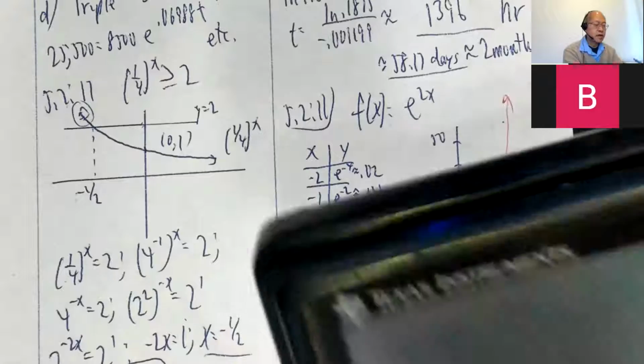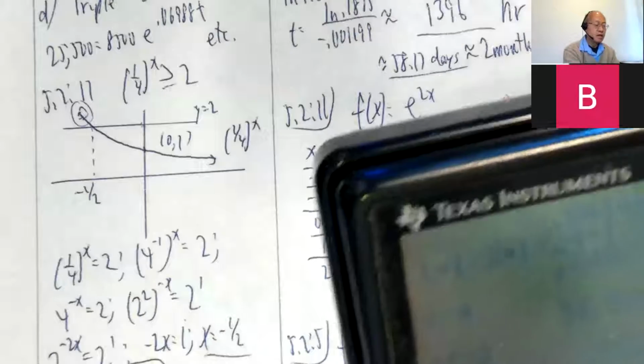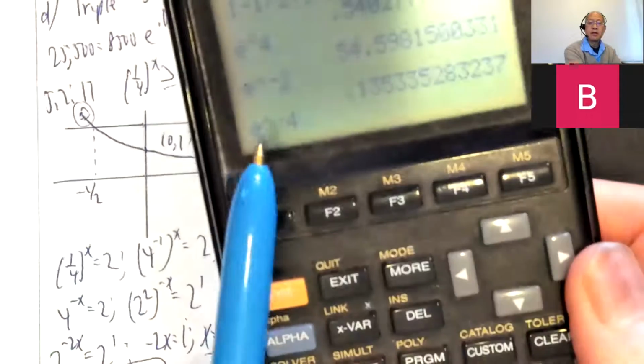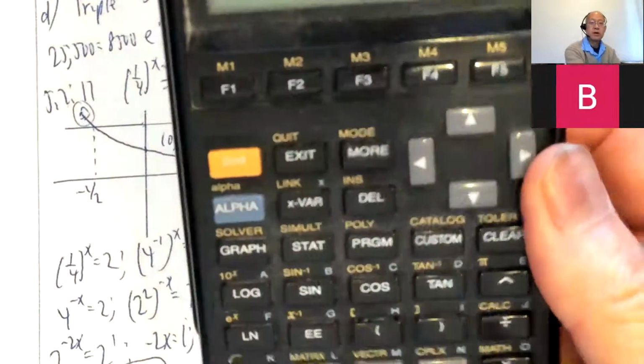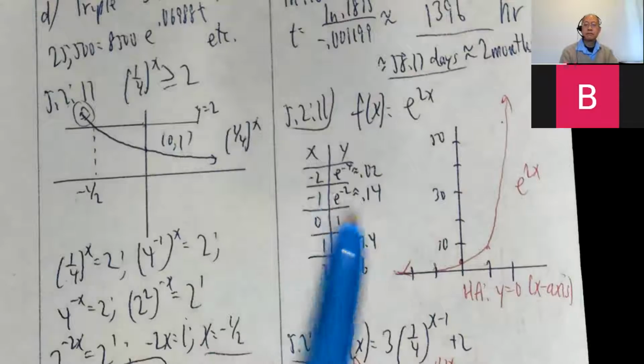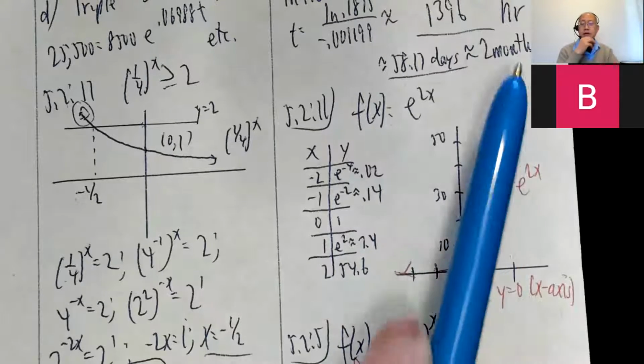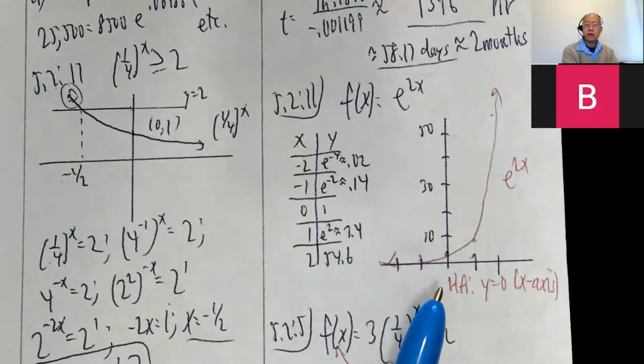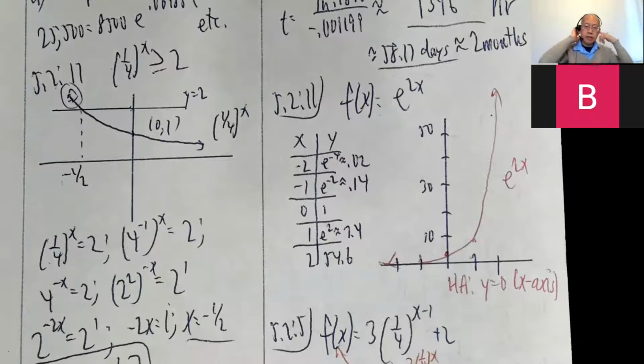E to the -4, second function, e to the x, -4. E to the -4, 0.0183. Okay, so it looks like that. So the horizontal asymptote is y equals 0, or the x-axis.